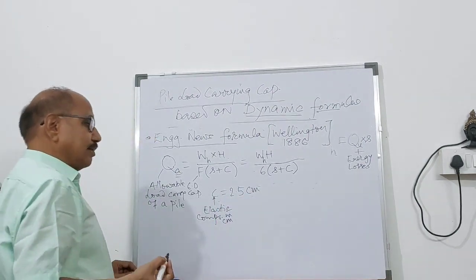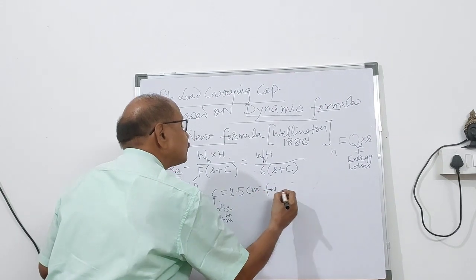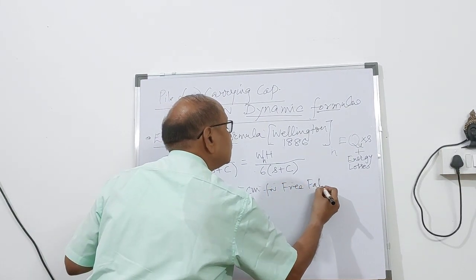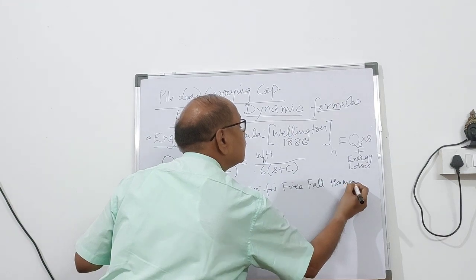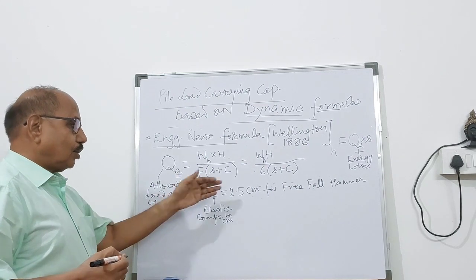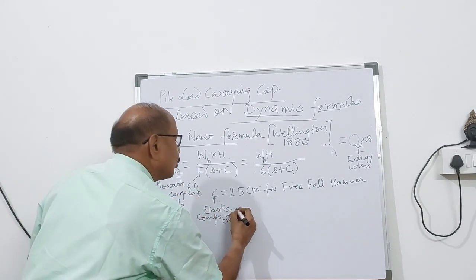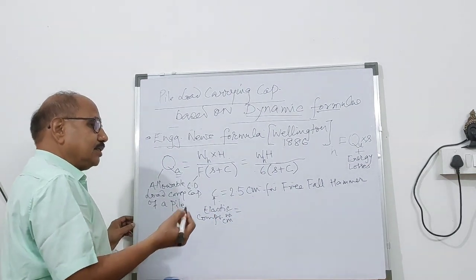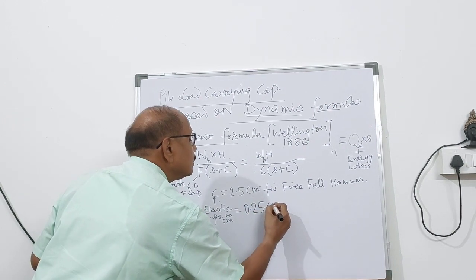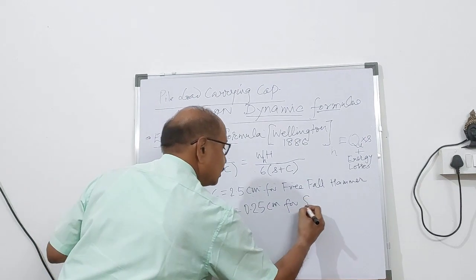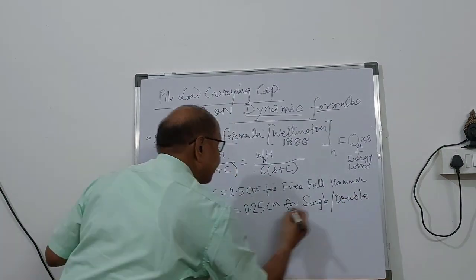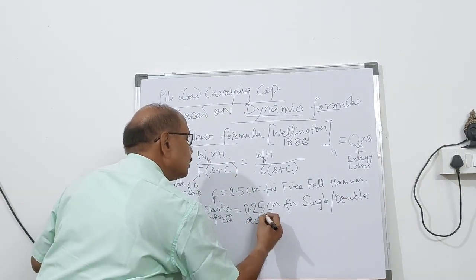So 2.5 centimeter for a free fall hammer. So under gravity it is going to hit the pile. If you are going to use a steam hammer, if it is single acting or double acting steam hammer, this value becomes 0.25 centimeter.